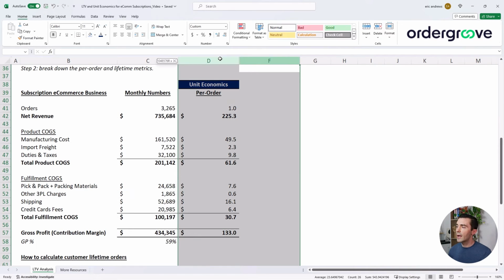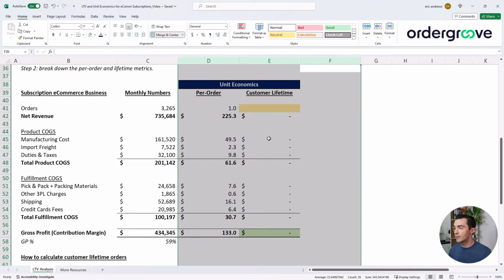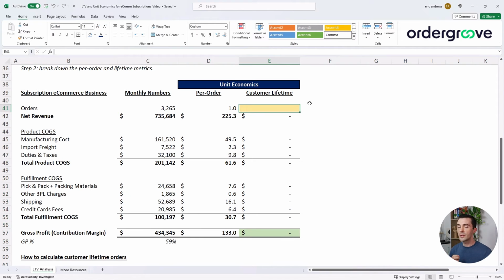Okay, so to look at the customer lifetime value, basically what you need to do is take your per order economics and multiply it by the total average orders in the customer lifetime. So the only thing we're missing here is to figure out how many orders on average each customer places. It's not just one order, it will be multiple orders. There are a few different ways we can figure out that number. So I'm going to show you the two most common ways to calculate the customer lifetime orders for subscription businesses.